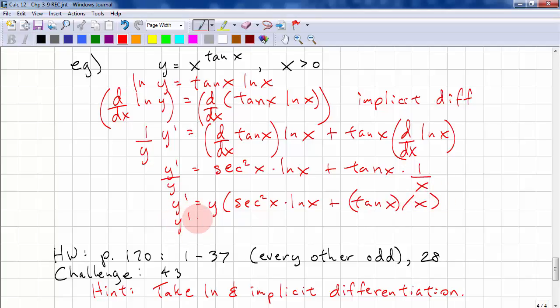So y prime equals, well, we can't leave the y here because this is an explicit function. That means y equals something that doesn't contain y. So we shouldn't have y in our derivative. But this is easy. All we need to do is replace y, and y equals this. So x, tan x as the exponent, and then we just copy the rest. And one more bracket.